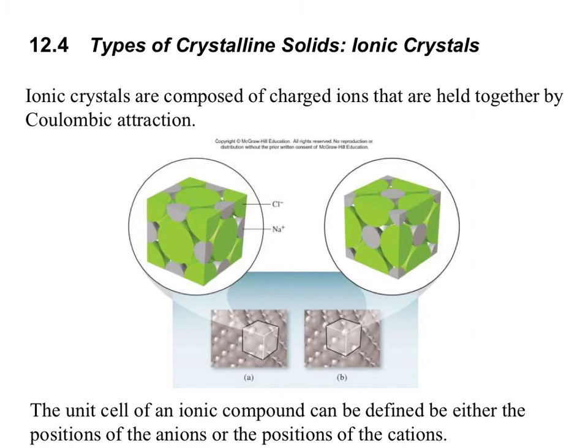Types of crystalline solids. Ionic crystals. Ionic crystals are composed of charged ions that are held together by Coulombic attractions. So for example, sodium chloride has sodium ions and chloride ions. The unit cell of an ionic compound can be defined by either the position of the anions or the position of the cations. So for example, the structure on the left has a face-centered cubic structure with respect to the chloride anions, with the sodium ions filling in. Whilst on the right, we have a face-centered cubic structure of the sodium ions with the chloride ions filling in.